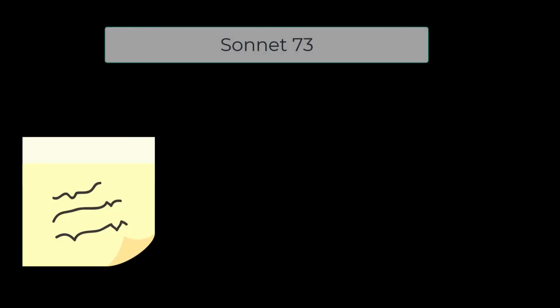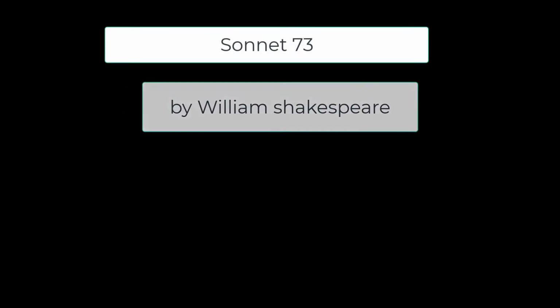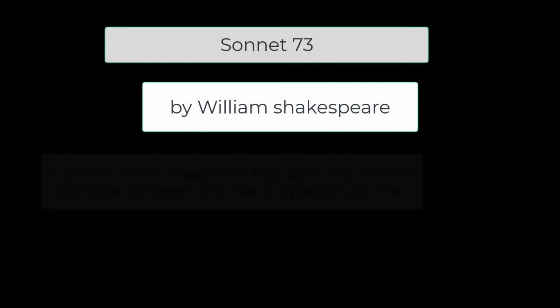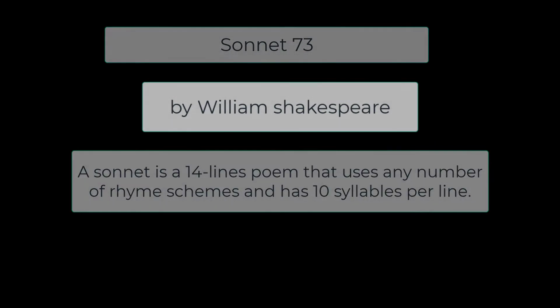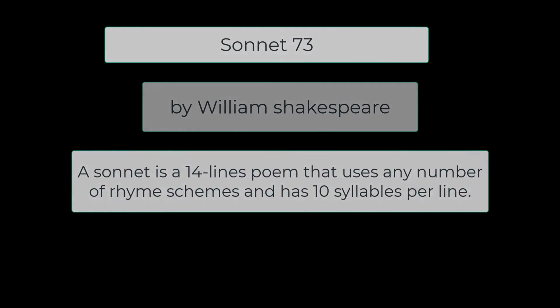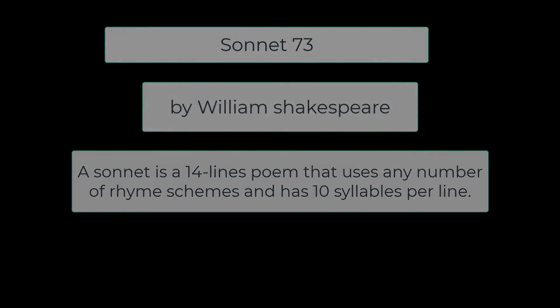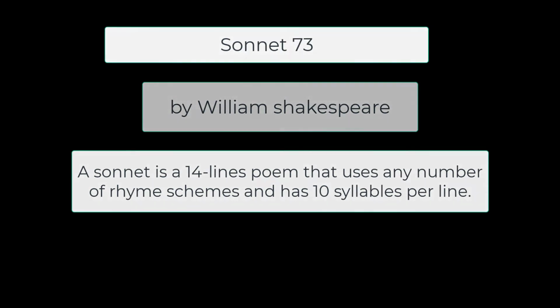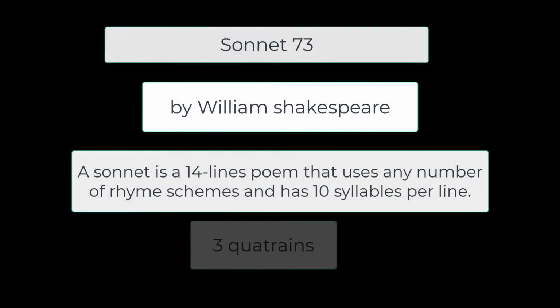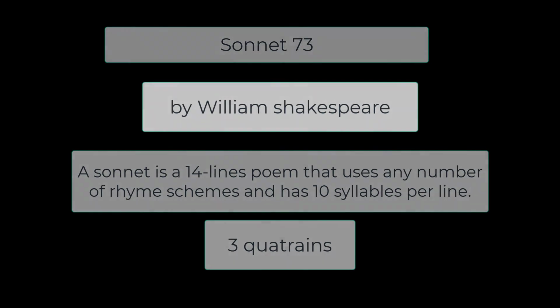This week we talk about Sonnet 73, a poem by William Shakespeare. A sonnet is simply a 14-line poem, usually with a certain rhyme scheme and with 10 syllables per line. The sonnet has 3 quatrains, that means a division of 4 lines in 3 parts.